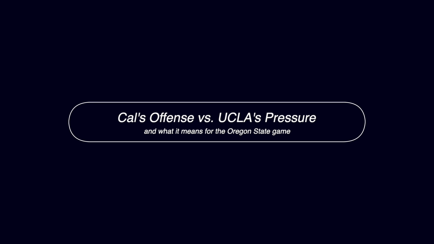Obviously, the season didn't get off to the start that we wanted on Sunday, but now it's time to learn from those mistakes and move forward. So in this video, we're going to talk about something that Cal's offense did struggle with against UCLA, and then we'll talk about what the implications of that might be for the Oregon State game.